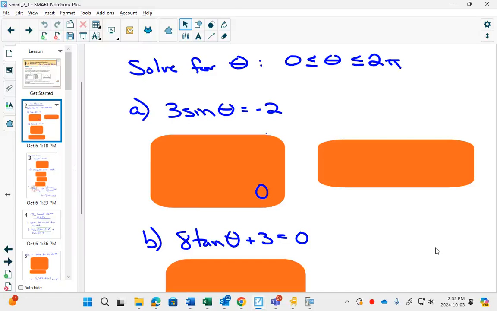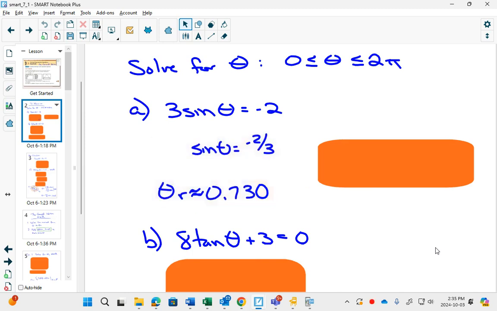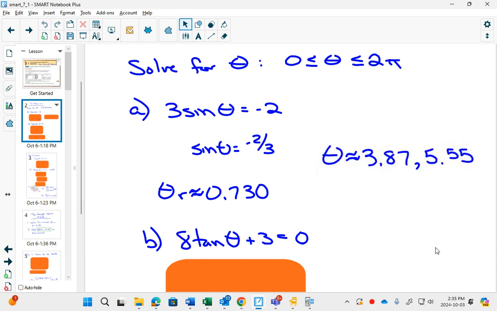A review of chapter 6. So if you want to solve this, first you would need to get the sine theta by itself and then get your reference angle. Find our reference angle by doing sine inverse of the positive. Then with your CAST rule, sine is negative in quadrants 3 and 4. So then our answers would be 3.87 and 5.55.